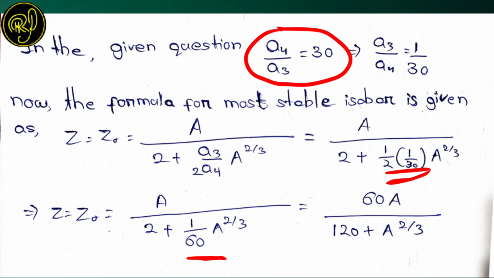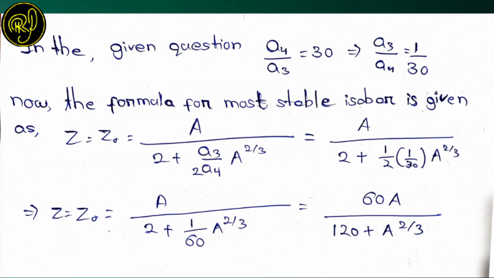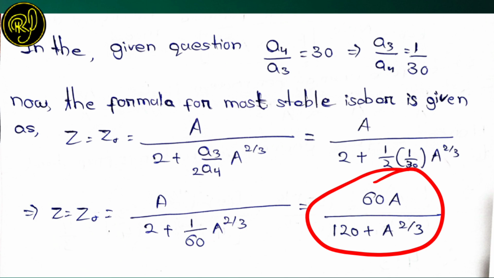Now taking LCM as 60, so 60 into 2 is 120, then 60 will go to the numerator. Hence we get Z = Z0 = 60A by 120 plus A to the power 2 by 3. So this is the formula for the most stable isobar, the corresponding Z is given by this formula.